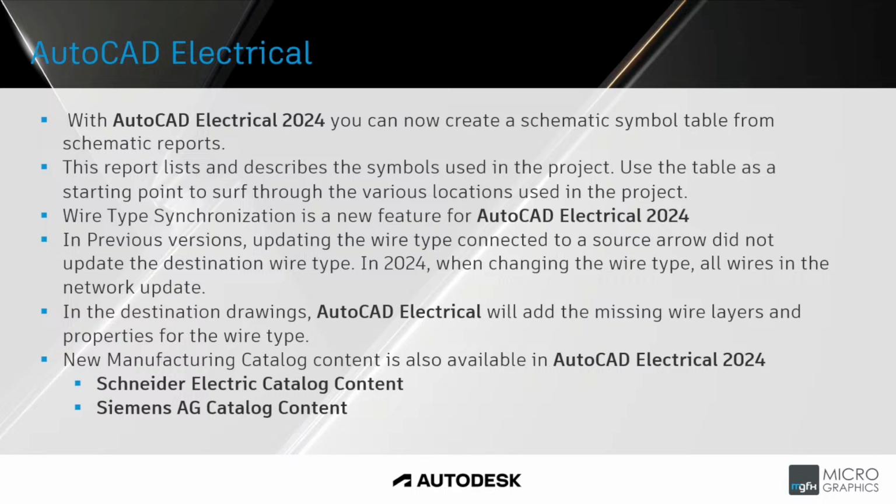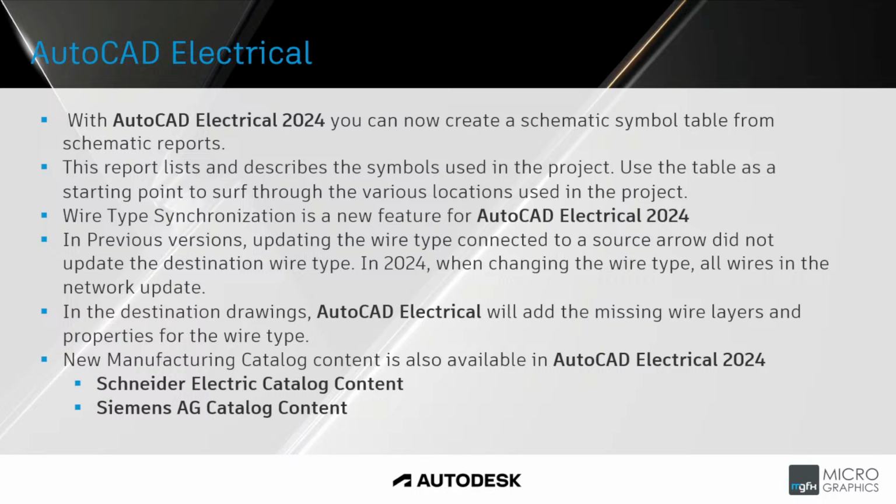Wire type synchronization, a new feature for AutoCAD Electrical 2024. In previous versions, updating the wire type connected to a source arrow did not update the destination wire type. In 2024, when changing the wire type, all wires in the network update. In the destination drawings, AutoCAD Electrical will add the missing wire layers and properties for the wire type, if needed.